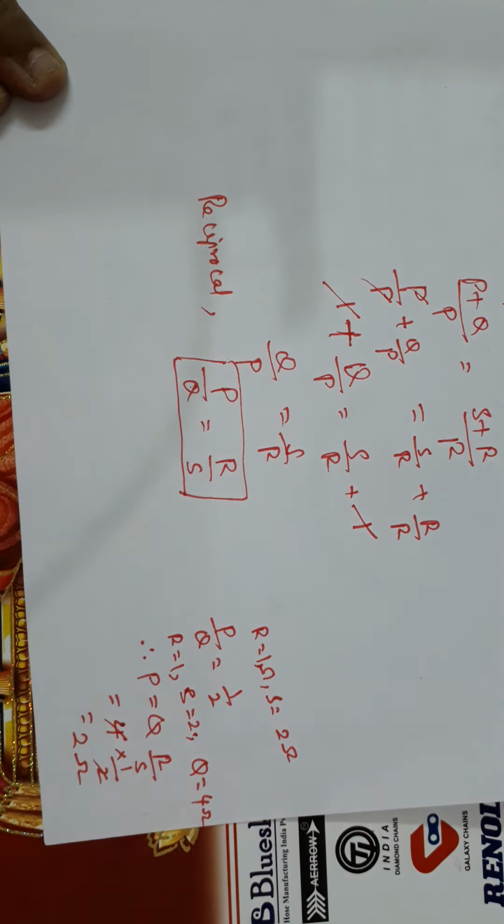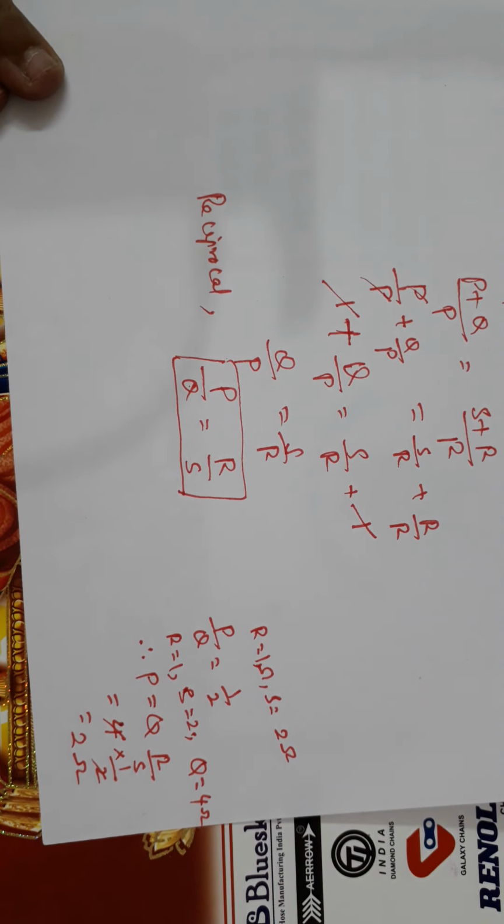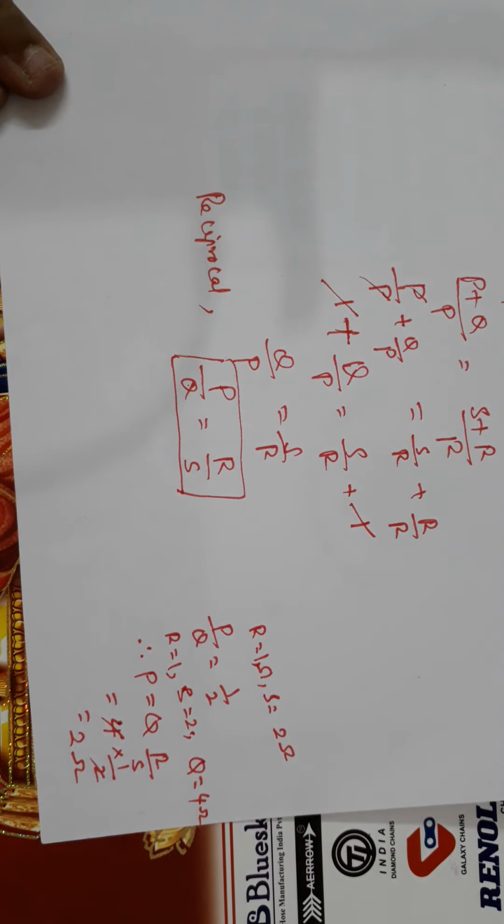Okay. So this bridge balance condition is also used to find the unknown resistance if three resistances are known. I hope you understood, children. Thank you.